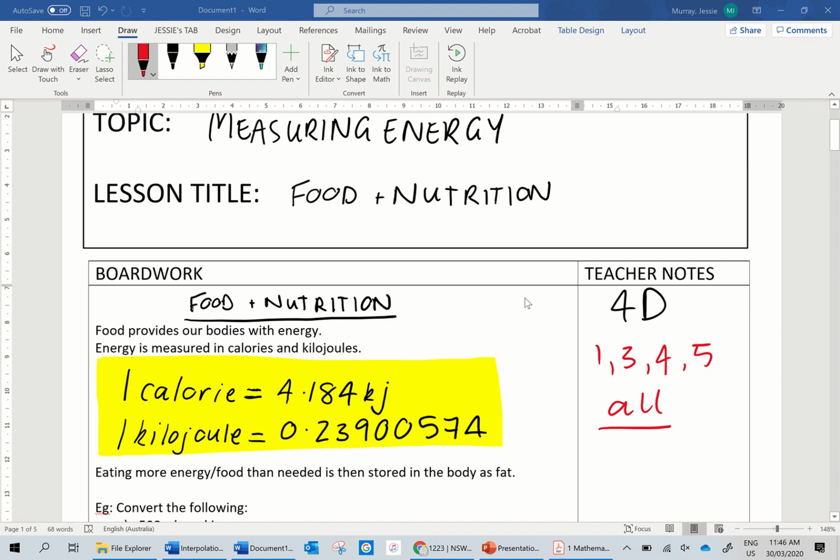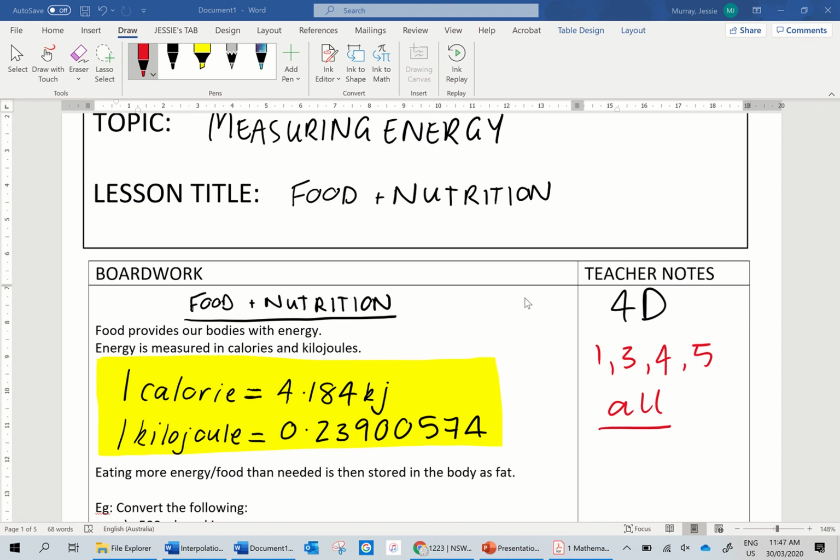Now, we don't look at the science side of it much here in maths, obviously, we're just looking at the mathematical side. So, basically what I've written here for you to copy in your books, pause the video, get it down: food provides our body with energy. Energy is measured in calories and kilojoules. You would be familiar with both of those. Most food labels just have the energy in kilojoules, but it can also contain the calories. It's just a different way of having it there, like meters and centimeters.